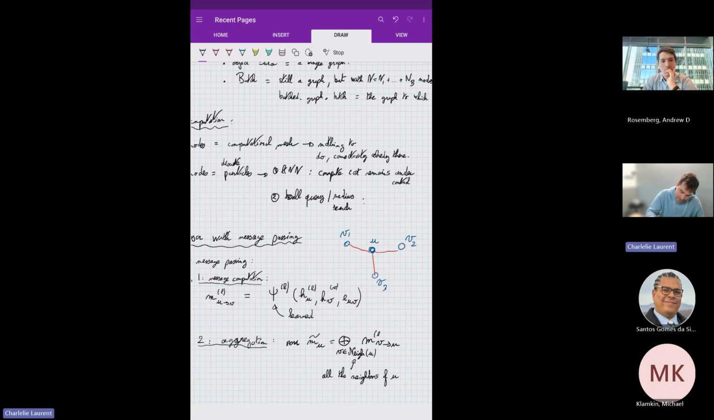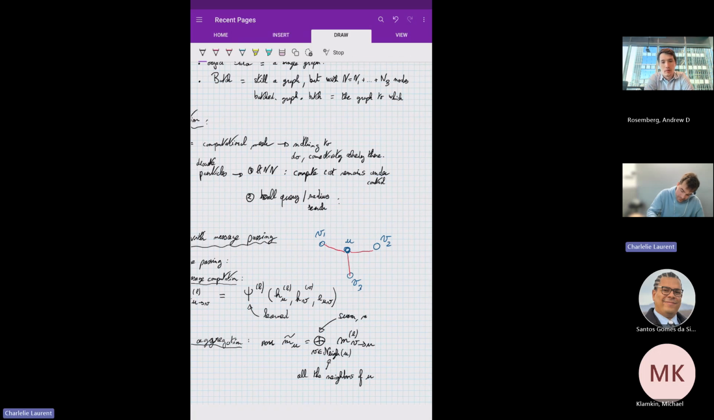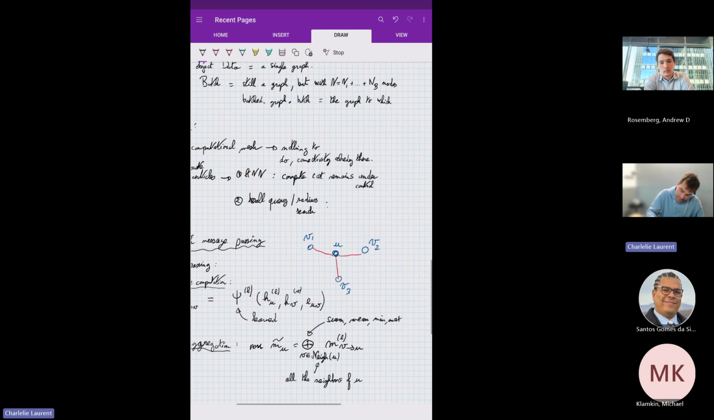So this kind of aggregation function, it could be a sum, a mean or max, or it could be anything that is permutation invariant. So if you shuffle the messages, as long as the result is the same, you can use it as an aggregation function.